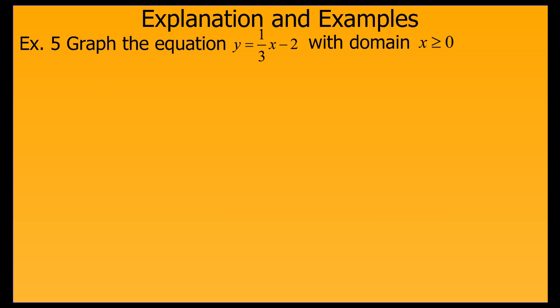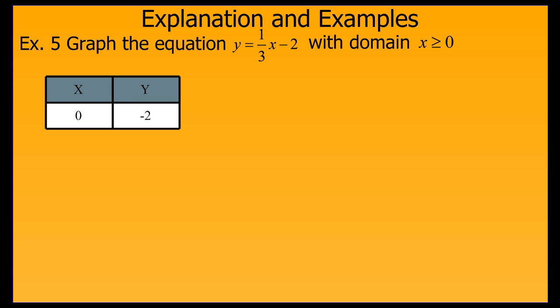This example includes a specified domain, or values that we are allowed to substitute in for x. Again, we can pick values for x, but this time we can only pick values that are within the domain of x greater than or equal to 0. So I pick 0, which is the smallest allowed value of x. For my second point, I picked a value of 1 for x. This gives me y equals negative 1 2/3.